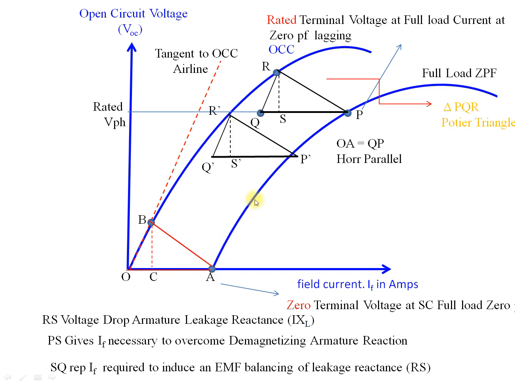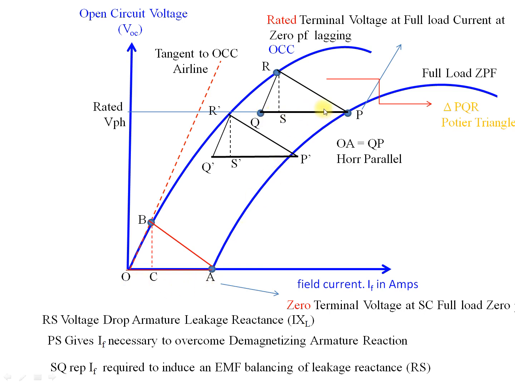So that we will be reading. After reading this, we will be drawing a particular line which is equivalent to this OA, the distance of OA. We will be drawing the line PQ at the rated voltage of the alternator. So at the value of the rated V phase, we will be drawing a line parallel to the x-axis at the value of OA. So PQ and OA will be equal.